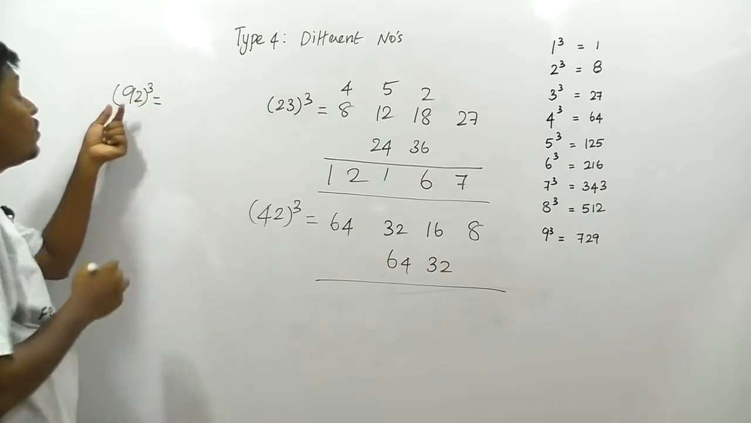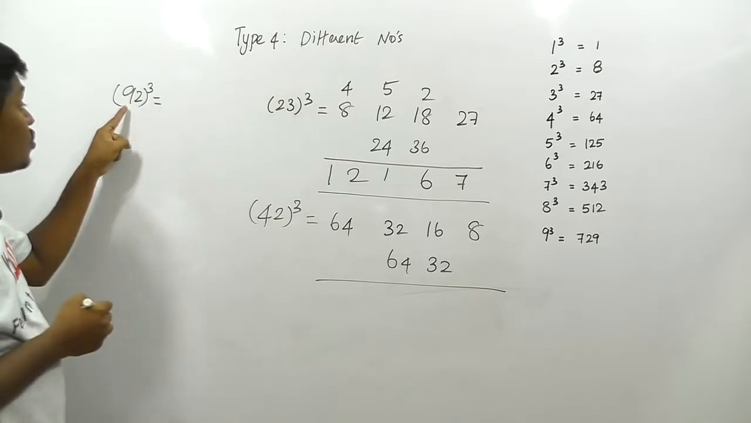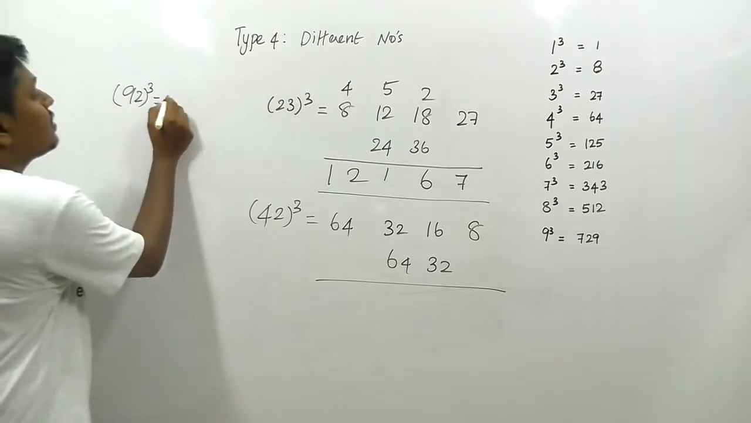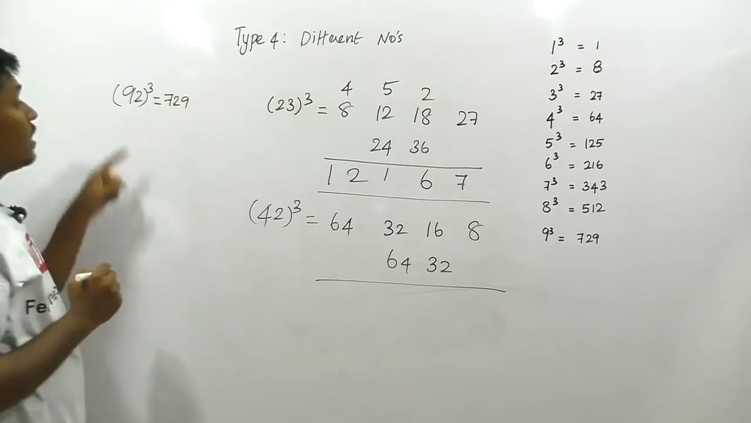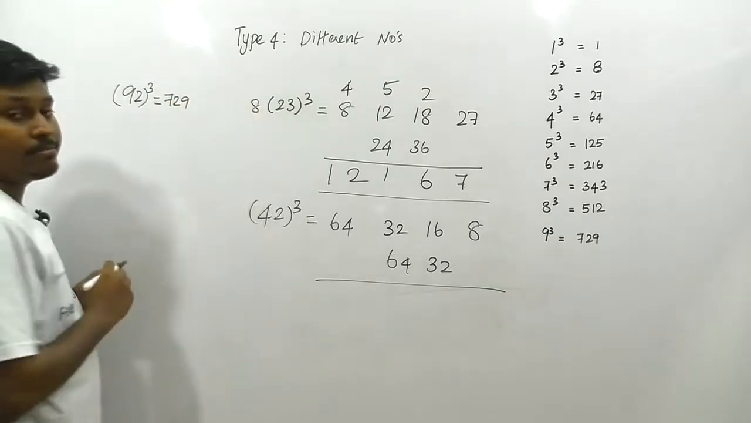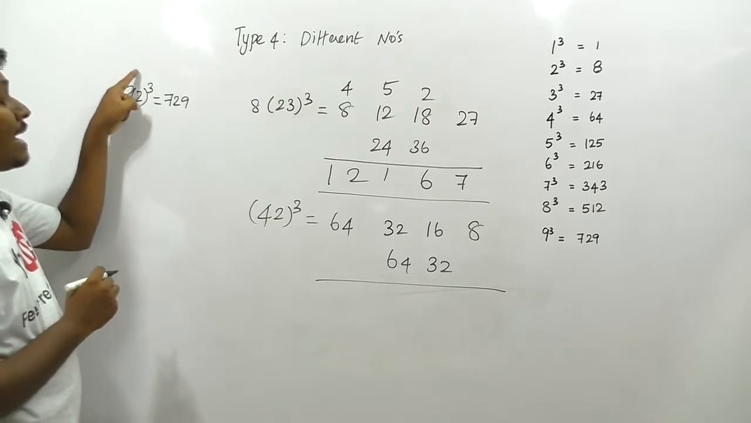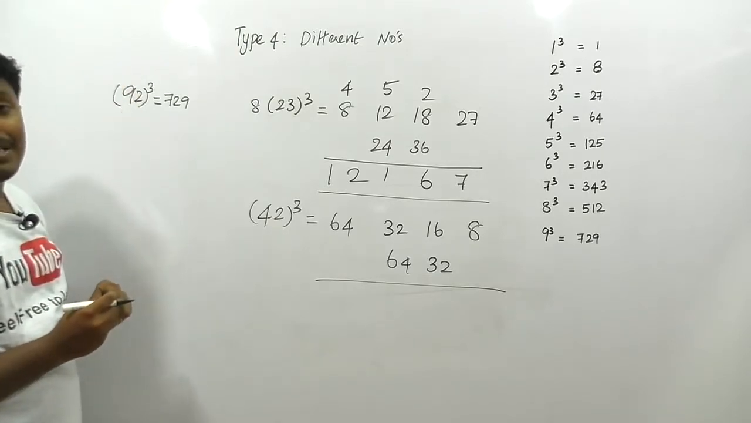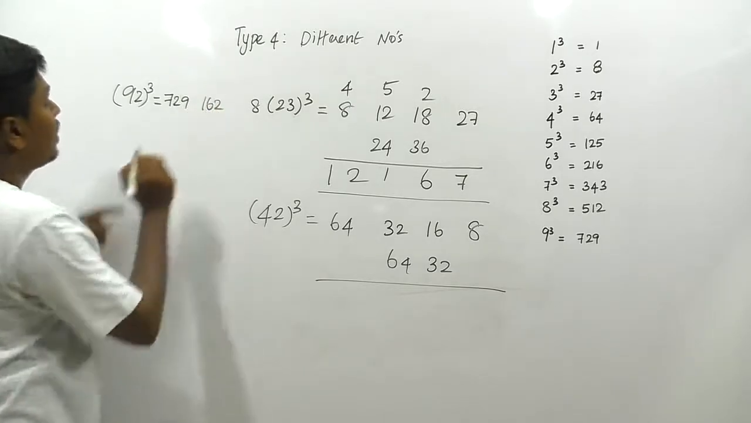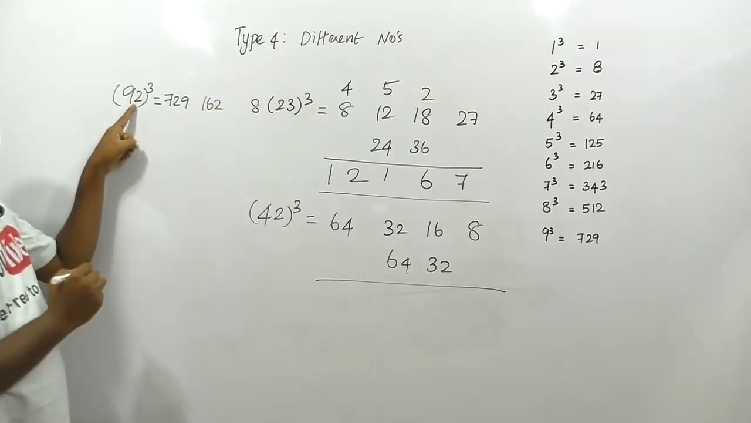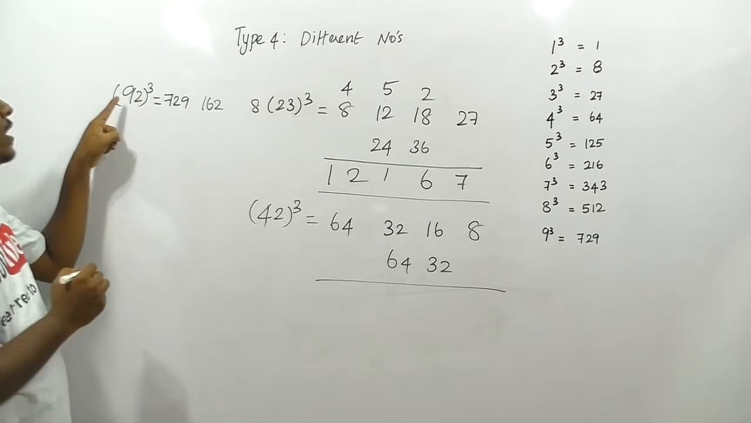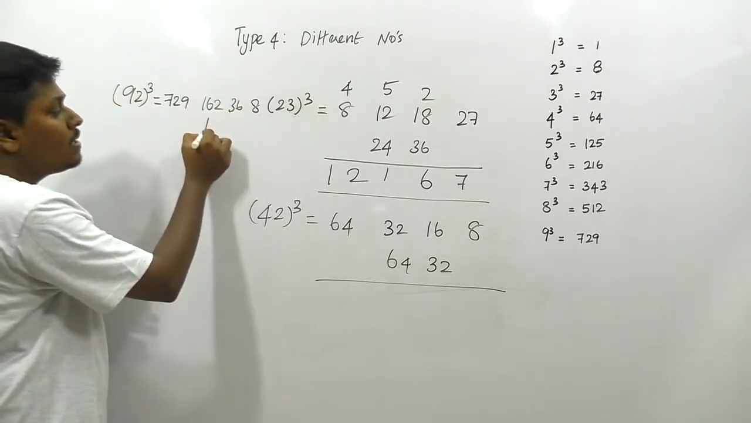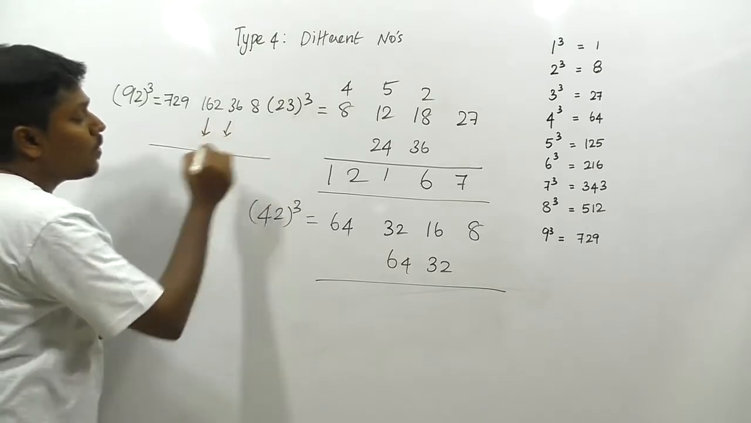I hope if you follow this 92 cube, you should know what is 9 cube. That is most important, right? 9 cube, that is 729. 2 cube, that is 8. Square the first number, 9 square, that is 81. 81 into 2, 162. Square the second number, 2 square, that is 4. 4 into 9, that is 36. So follow the same procedure, double the two numbers and add all.